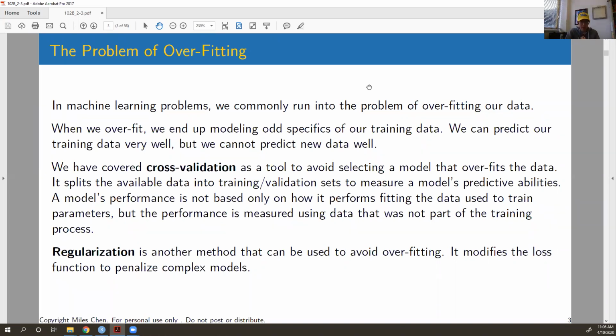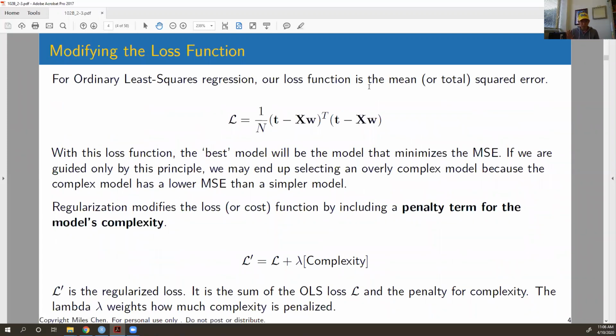Okay. Regularization is another method. And what it does is it penalizes complex models, okay? It modifies the actual loss function that we're using to penalize complex models. Okay, so what do we mean by modifying the loss function?